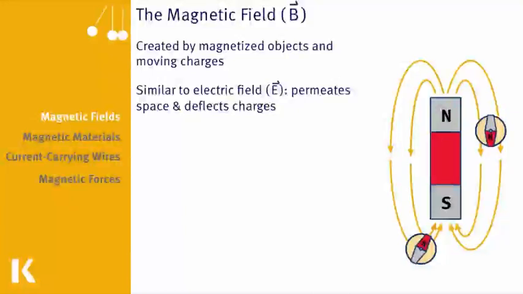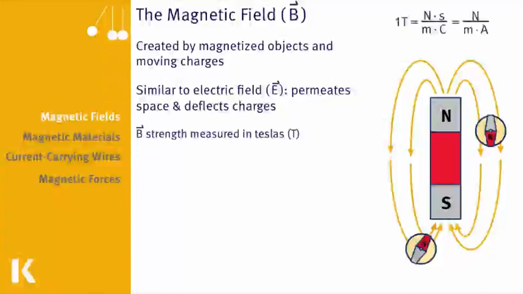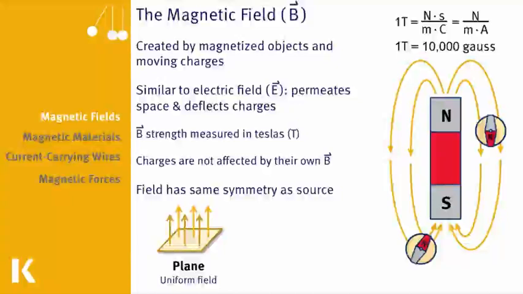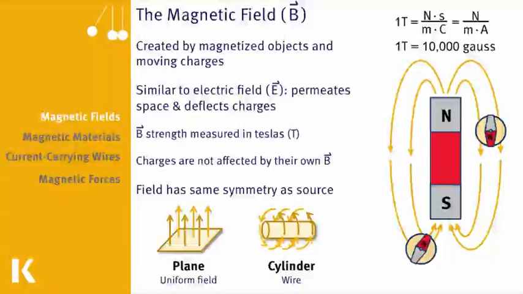To measure magnetic field strength, we use the unit the Tesla. Another unit of magnetic strength is the Gauss, which is much smaller than the Tesla, as the Tesla is 10 to the 4th Gauss. And just like electric fields, the charge that creates the magnetic field is not affected by its own field. These fields that are created by the magnetized objects and moving charges will have the same type of symmetry as the source that causes them. For instance, a plane will have symmetry along the same lines as that plane, and a cylinder like a wire will have the same rotational symmetry as that wire does.